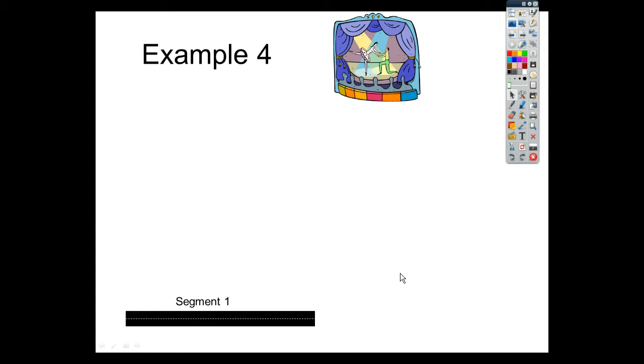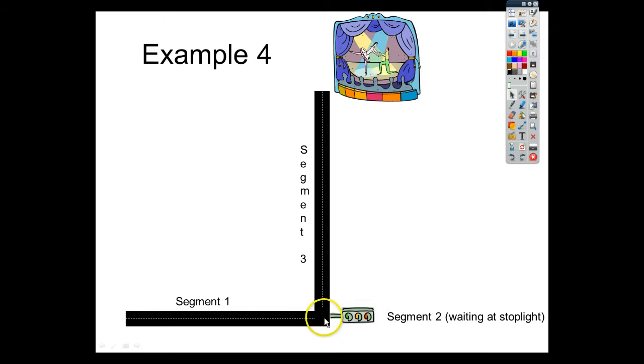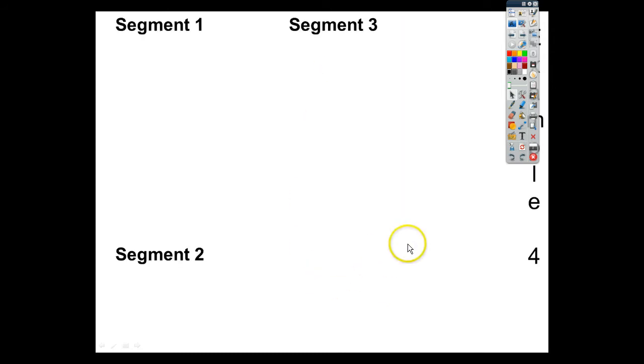There are several segments here for her to travel. The first one, she travels down a road, then she gets to a stoplight and she has to wait. Then she goes down another road, so this is segment 3, until she gets to the very end. So let's look at each one of these segments.